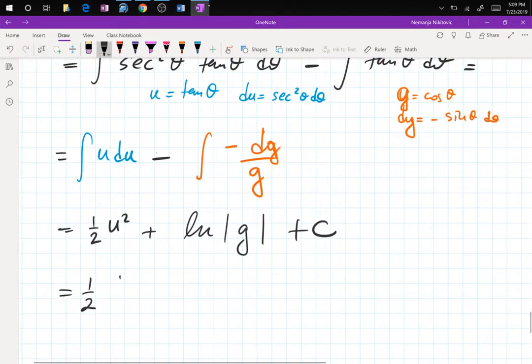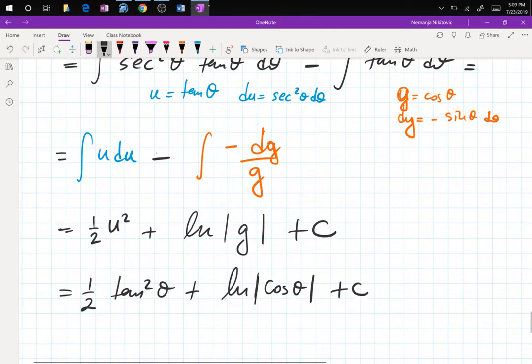1/2 tangent squared theta plus ln of g. G is cosine, so ln of cosine theta plus c. Now, technically, you are done, right? But then you look at this and you say, I want to work on this a little bit more, because you have a tangent and a cosine in the answer.